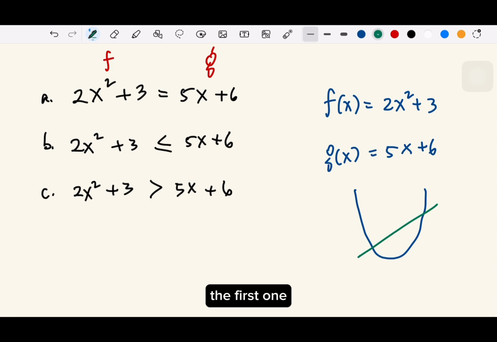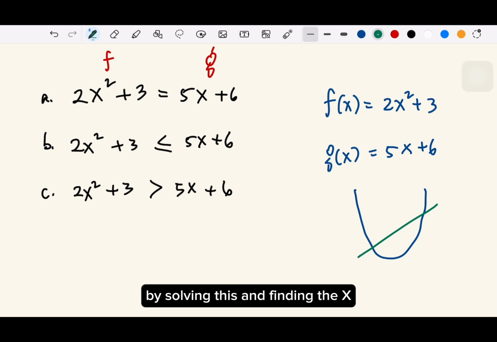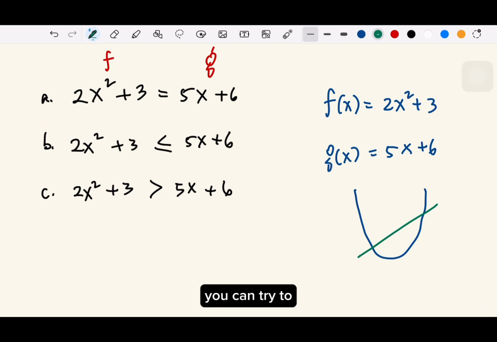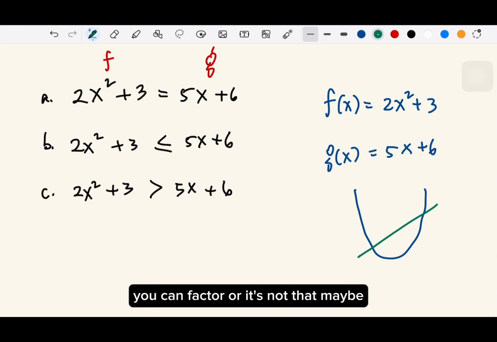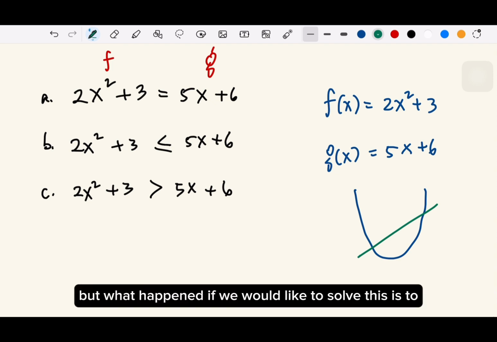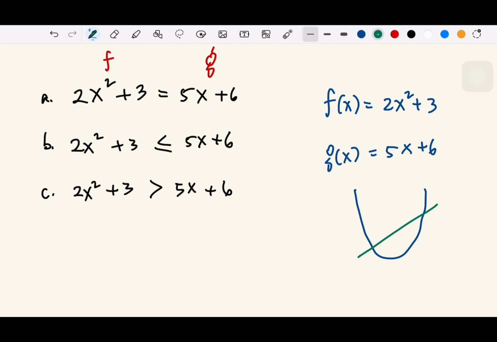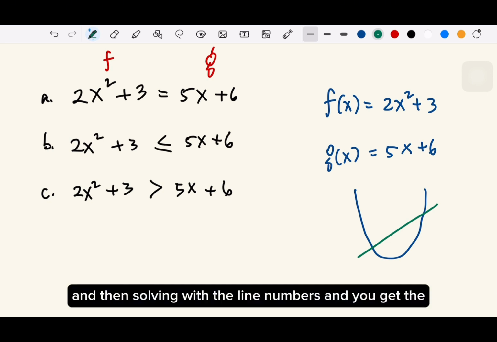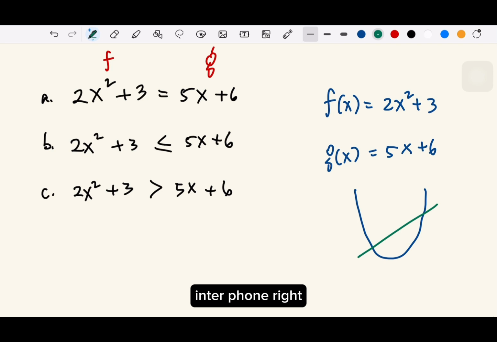The first one, actually you can solve it by finding the exact points, these two points here, by solving this and then finding the x solutions. If we can factor it, we can factor, or if not, then maybe directly use the quadratic formula or make a standard equation. But what happens if we would like to solve the inequality? We could try the same thing, and then solve it with the number line, and you get the interval, right?